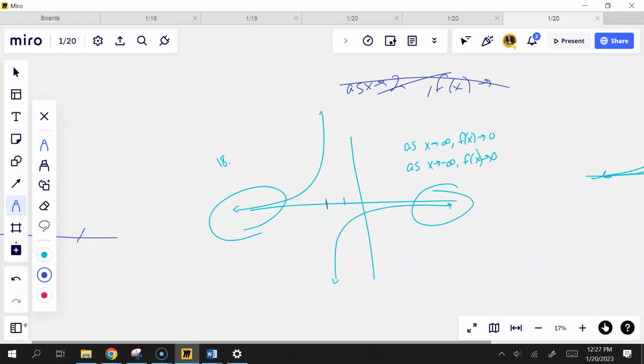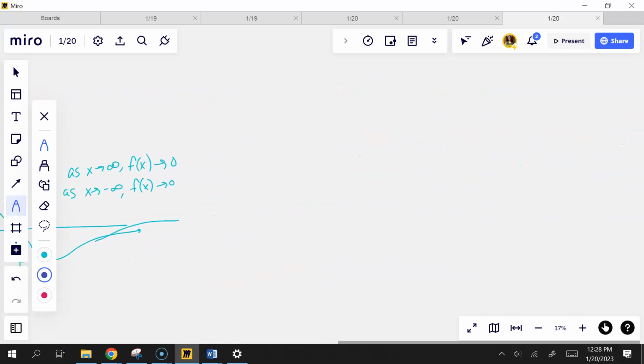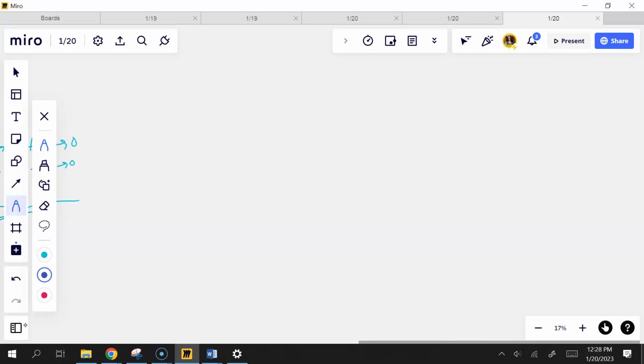17. I'm just kidding. As x approaches infinity, f of x approaches 1, 2, 3, 4, 5, 6, -7. No, because it doesn't. There's an asymptote there. And then the left side as x approaches negative infinity, f of x approaches positive infinity. Yeah, I got that.